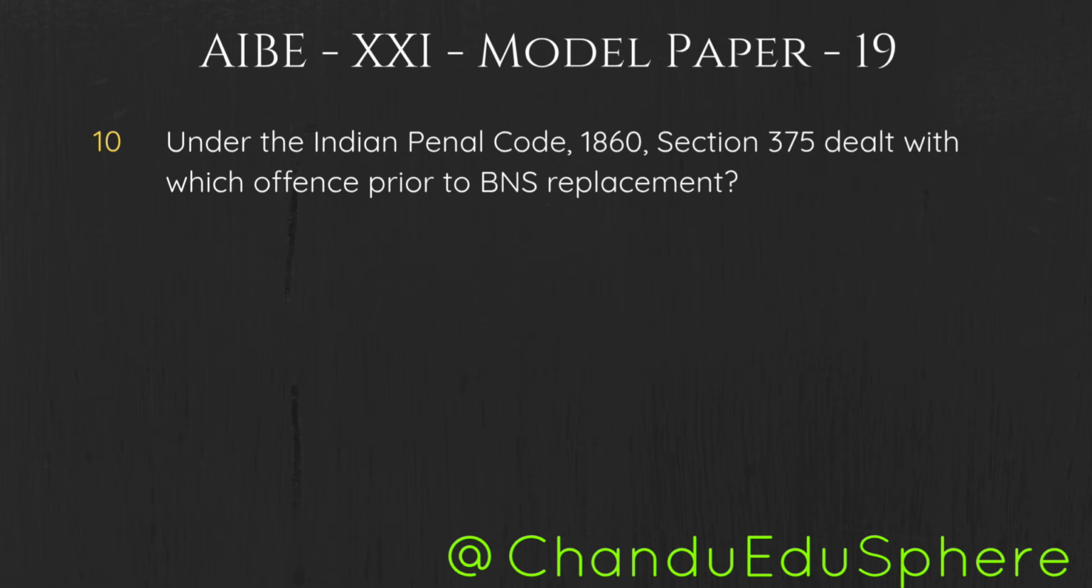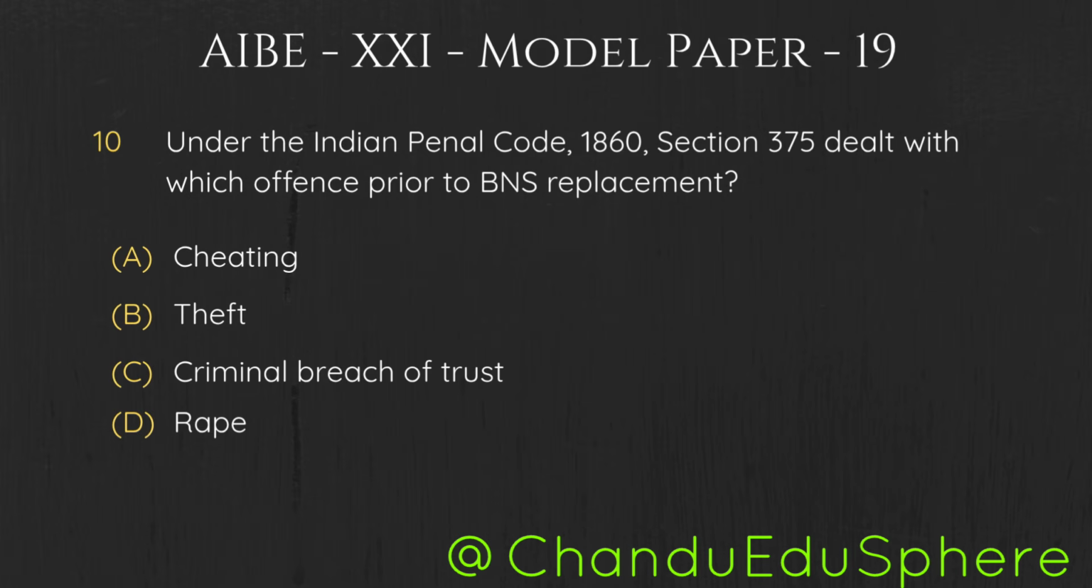Under the Indian Penal Code 1860, Section 375 dealt with which offence prior to BNS replacement? Rape. Section 375 of the Indian Penal Code 1860 defined the offence of rape, and after the Criminal Law Amendment Act 2013 was substantially expanded, the BNS now recodifies this offence in Section 63.